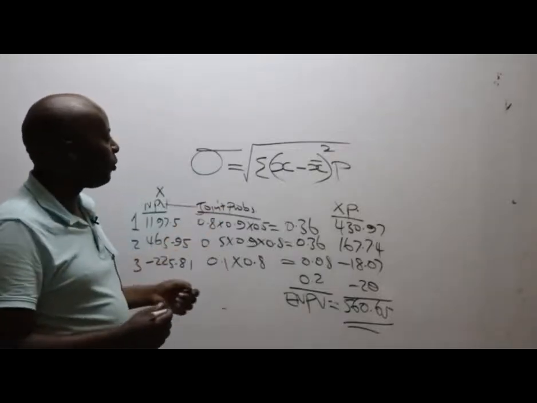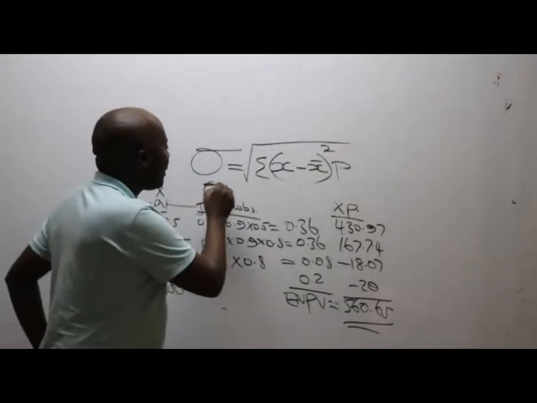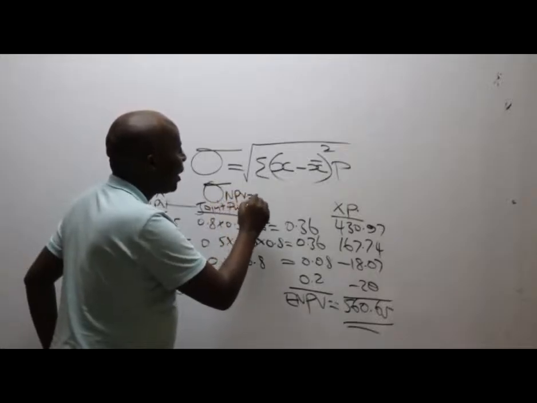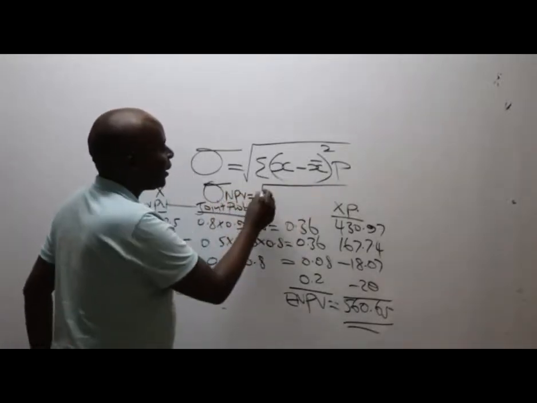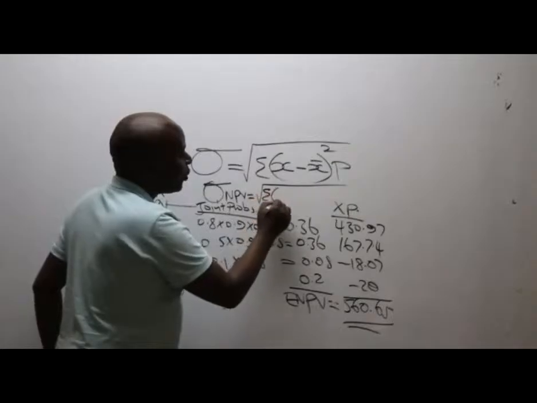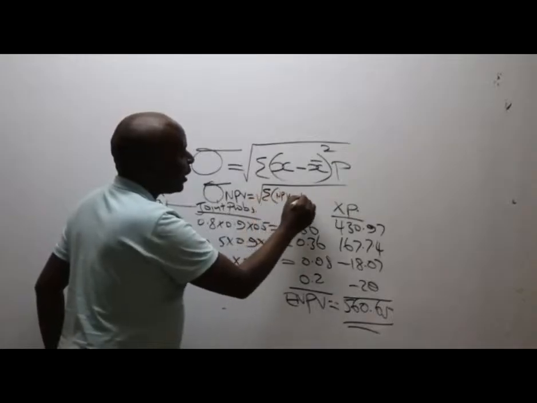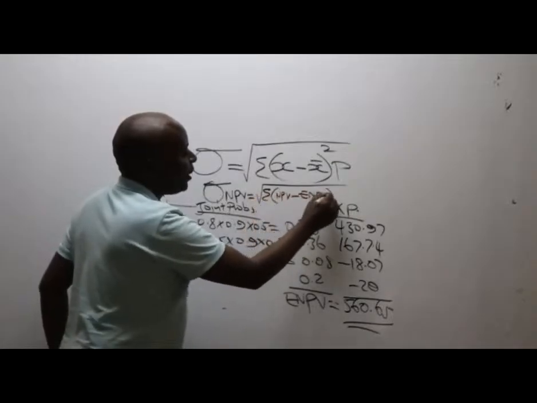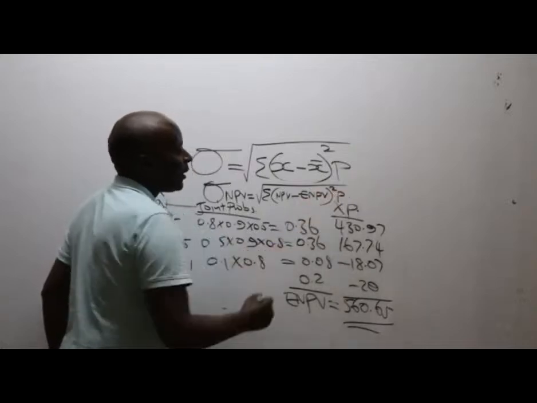Now, this is a general formula. So then when they tell me to give them standard deviation of NPV, I'll put a bracket like that. I'm now copying everything. So this one here will be NPV minus expected NPV, squared, times probability.